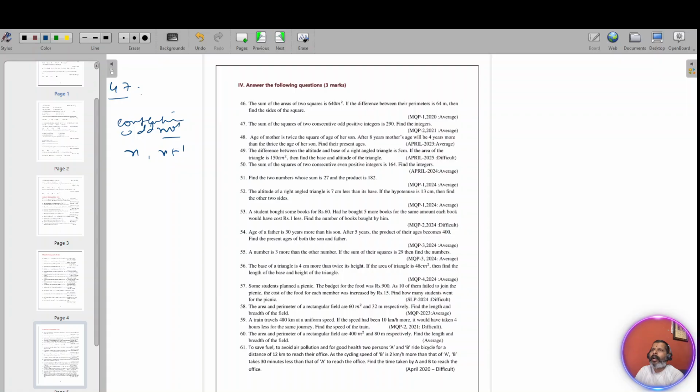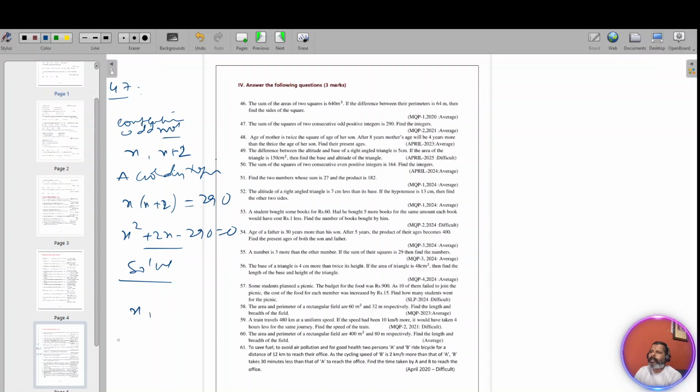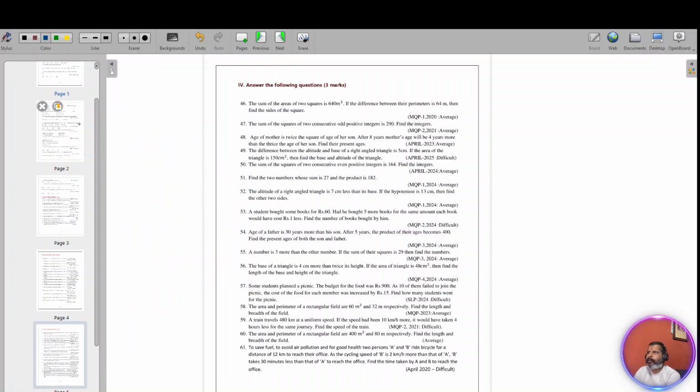According to the given, x and x plus 2, I made a mistake. x into x plus 2 equal to 290. Open the bracket: x square plus 2x minus 290 equal to 0. Solve yourself. Once you find x, you add 2 to get the other number. Here, we'll move to the next question.